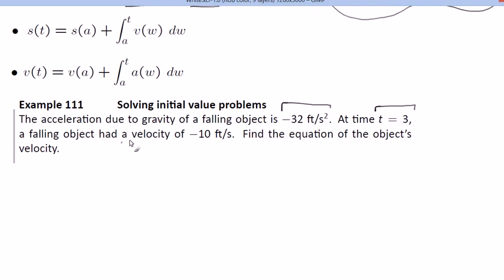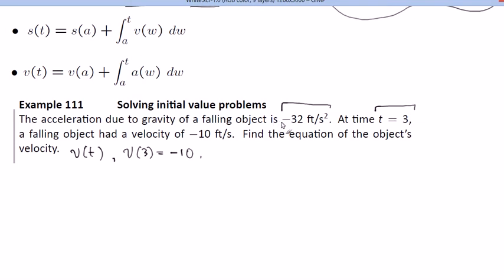The velocity of this one object is measured to be negative 10 feet per second. So what is the equation of the object velocity? What is v(t) in general? We know v(3), right? What is v(3)? Negative 10. Can we calculate v(t)?